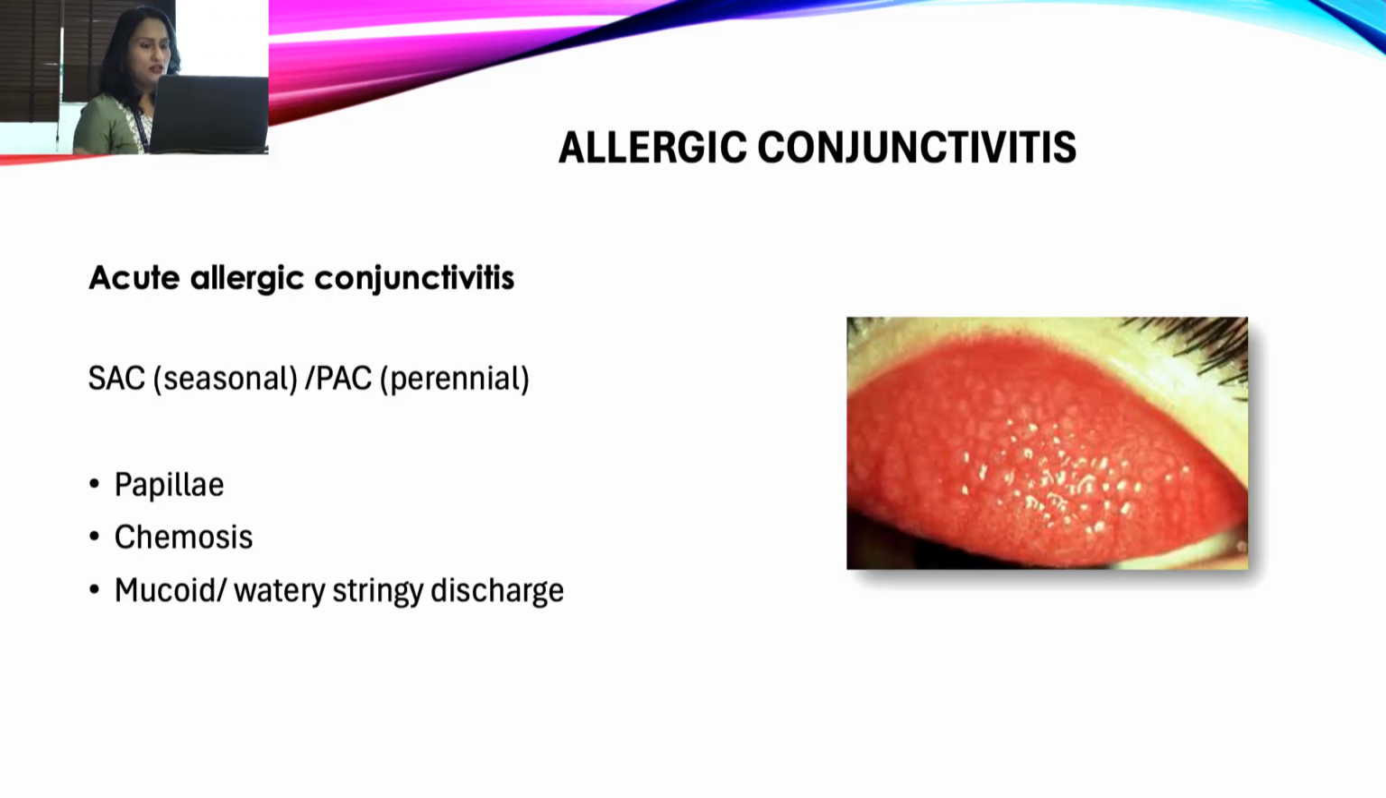Now coming to allergic conjunctivitis. It can be acute allergic conjunctivitis, which is usually seasonal or perennial, and the differentiating features are papillae, chemosis, and they will have this mucoid watery stringy discharge.